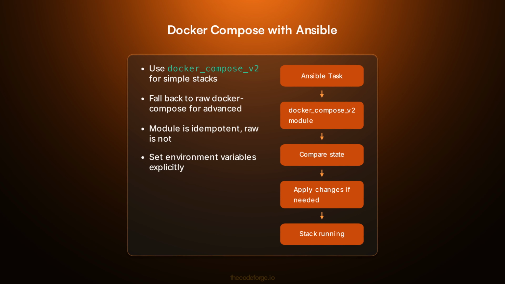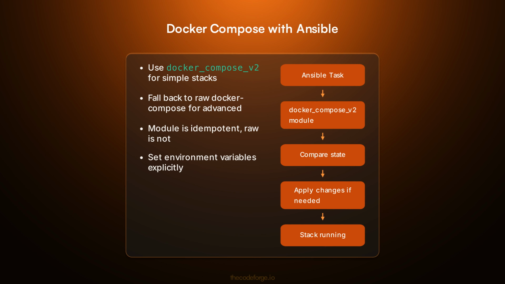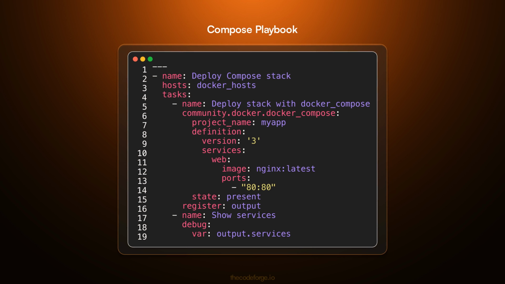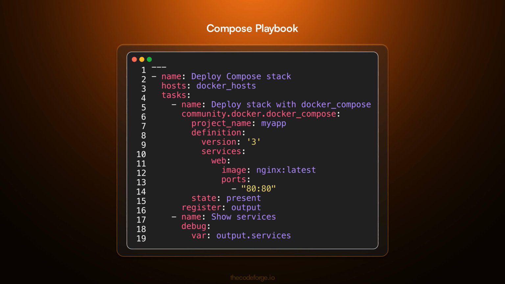The community.docker docker_compose_v2 module manages compose stacks natively. It's idempotent and integrates with Ansible's state model. However, it doesn't support all compose features like profiles. For complex stacks, fall back to the raw docker compose command. This playbook deploys a simple compose stack using the docker_compose_v2 module. Note that the module compares the current state with desired state and skips if unchanged. For variable substitution, you need to set environment variables explicitly or template the compose file.